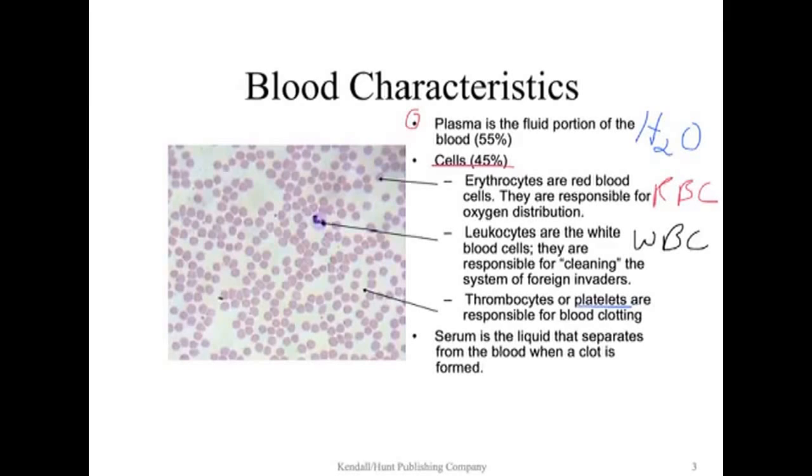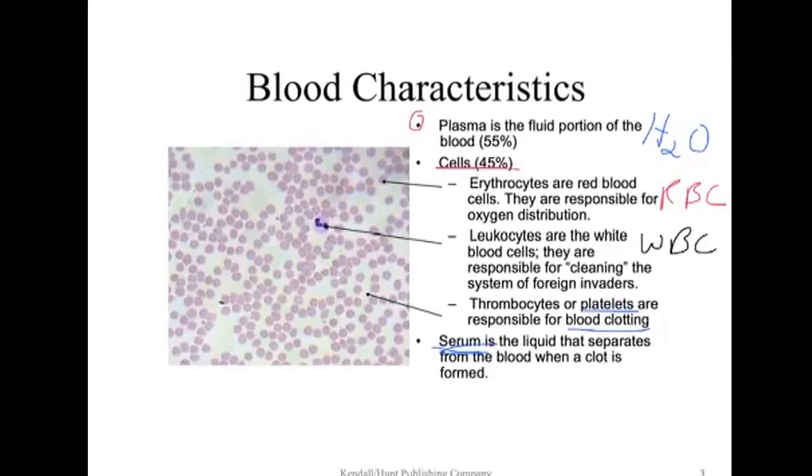Leukocytes are the white blood cells. Those are the defense against foreign invaders, against pathogens and disease and viruses and things like that. And the thrombocytes are the platelets. These are responsible for causing scabs and blood clotting. And then it says serum is the liquid that separates from blood when a clot is formed. A lot of times we'll talk about pulling out serum, which is going to be primarily plasma, but also has some platelets and white blood cells in there as well.